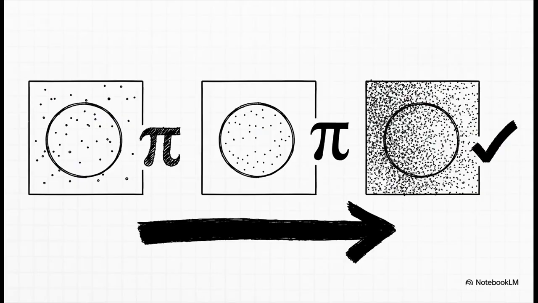And this is the crucial part. The more random points we throw at our model, the more accurate our answer gets. I mean, with just a few hundred points, the result might be a little off. But with millions of points, our simulated value gets incredibly close to the actual value of pi.